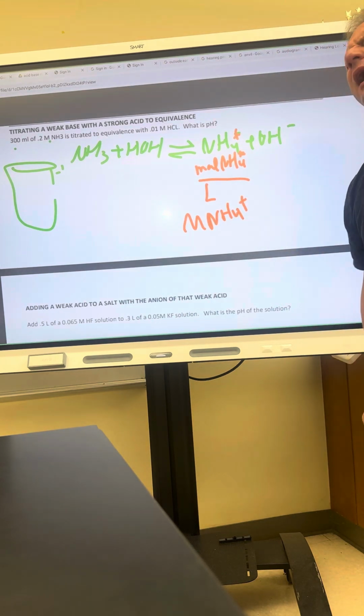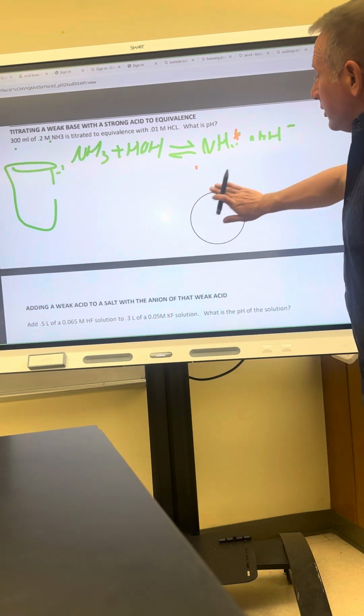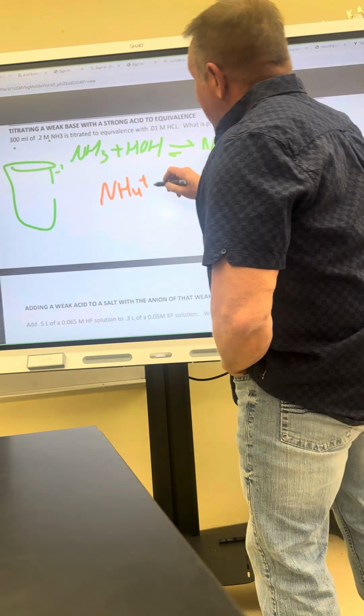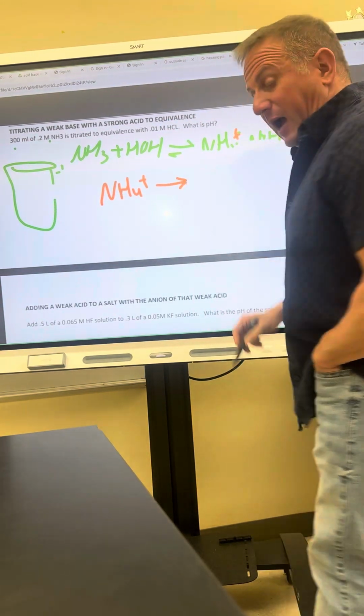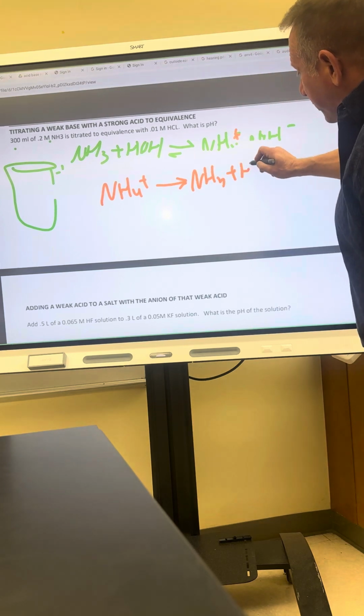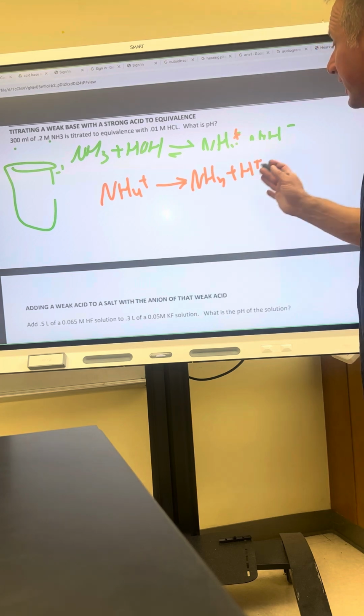And you go, well, who cares? Well, this is a base, so that's a conjugate acid. So now what I can do is, I know NH4 positive is going to react as an acid would. It's going to create NH3 plus H positives. So what's going to happen here?